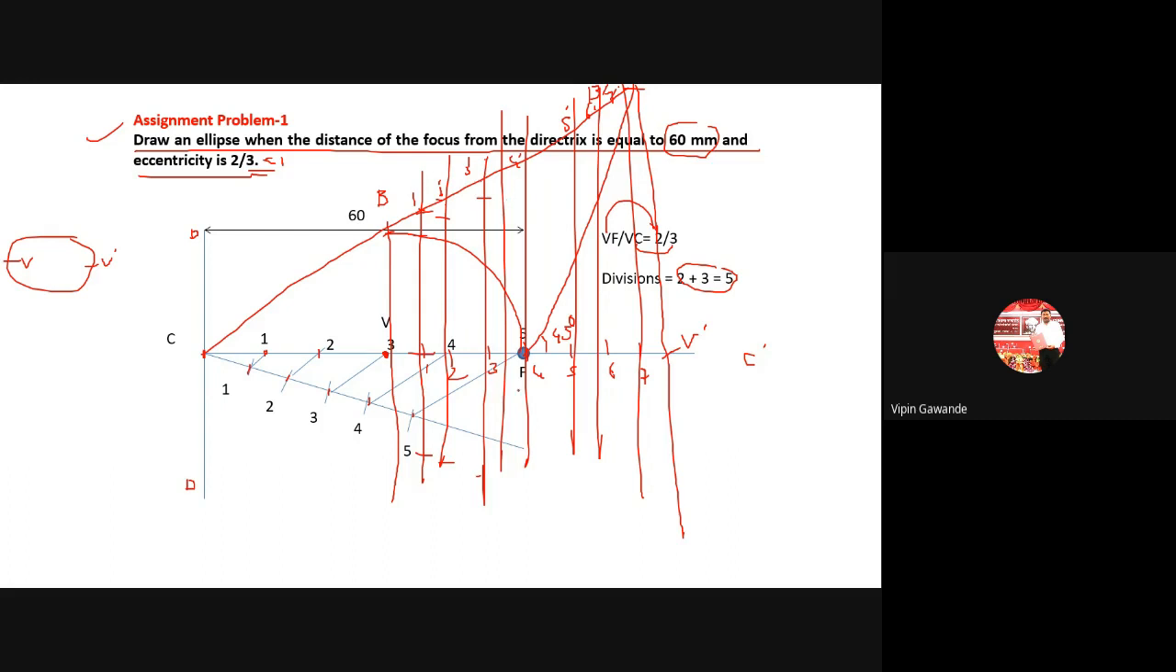4 dash distance in compass, cut the same line above and below the axis. 5 dash distance in compass, F center, cut the same line above and below the axis. 6 dash distance in compass, F center, cut the same line above and below the axis. 7 dash, and last is B dash and B dash. Okay, and then join all these points using the French curve. You will get the ellipse, something like this. Okay, so this is the method for construction of the ellipse.